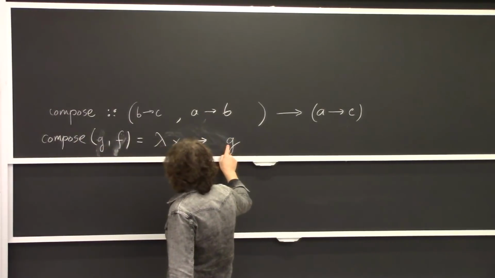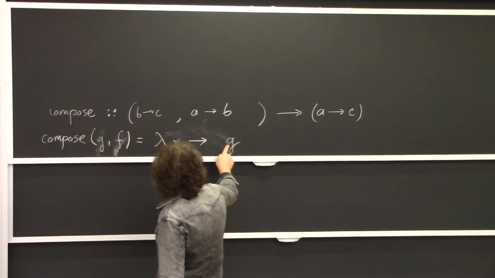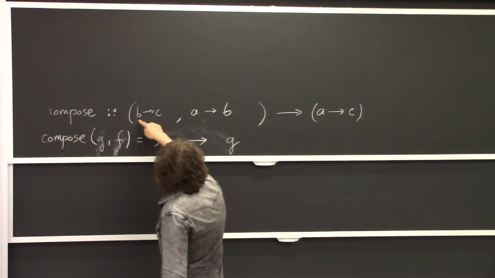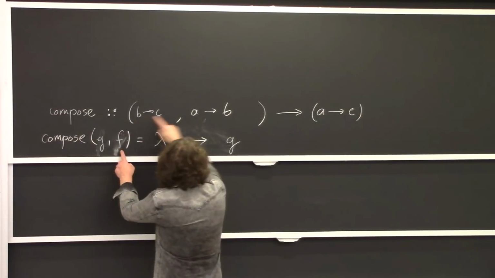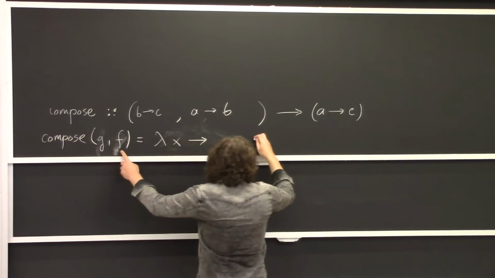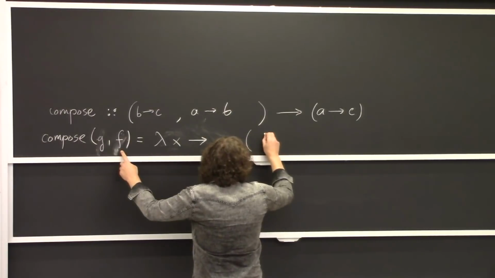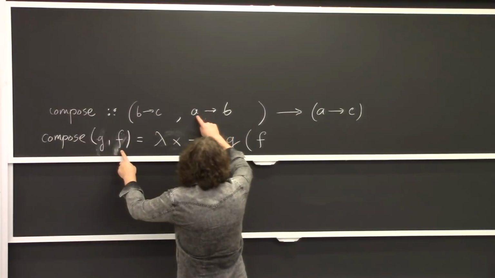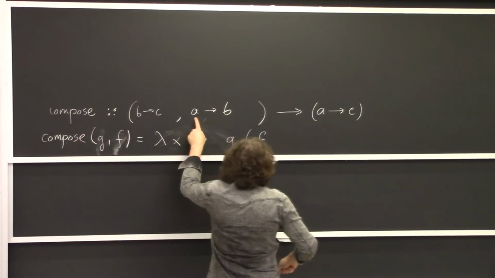It will return something of type C, but it will only return it if I give it something of type B. Where do I get something of type B? Well, F returns something of type B. So I'm going to act on F, but F returns a B only if I give it something of type A. Do I have something of type A?